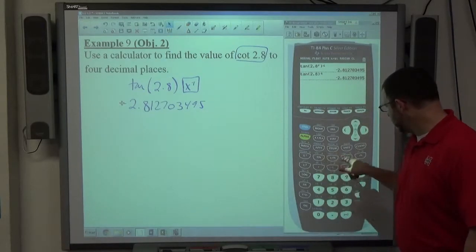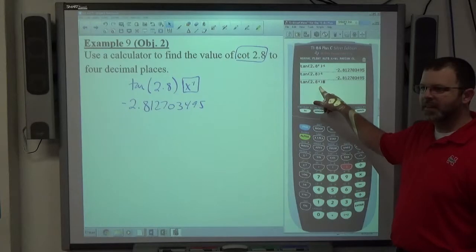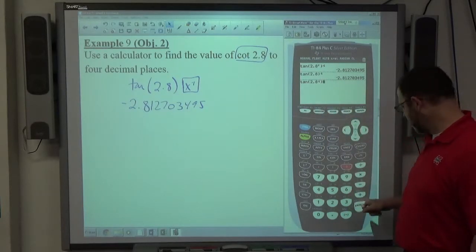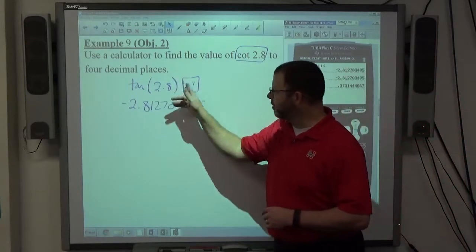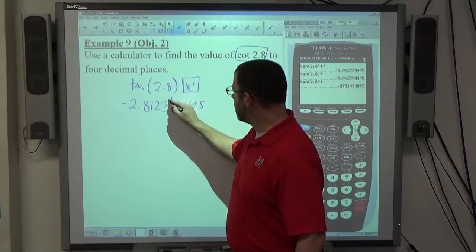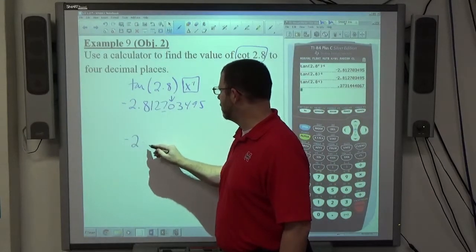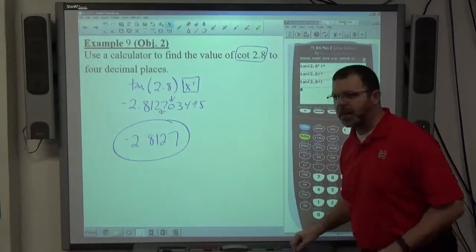Let me show you real quick. Tan 2.8 to the negative first power. I've seen people try and do that. That's just tangent of 1 over 2.8, which is not the right answer. So be careful that that end parentheses occurs before the reciprocal button's hit. 4 decimal places, there's the 4th decimal place, 5th is the 0, so we just chop. Negative 2.8127, that is the right answer.